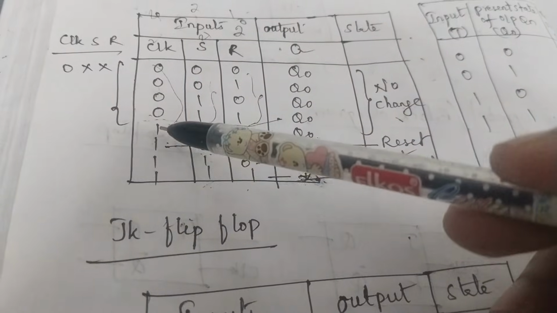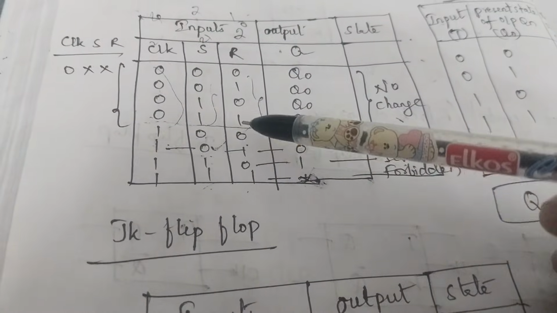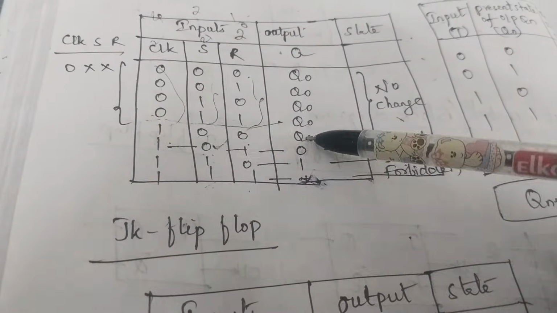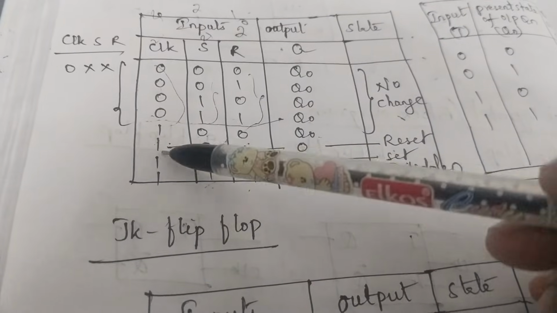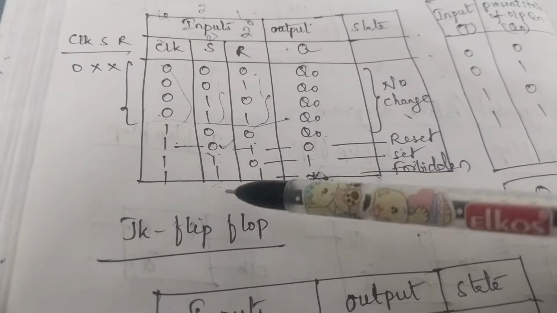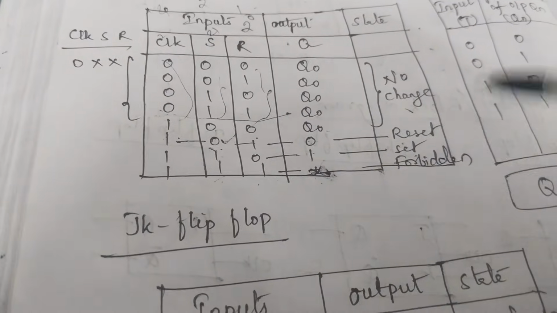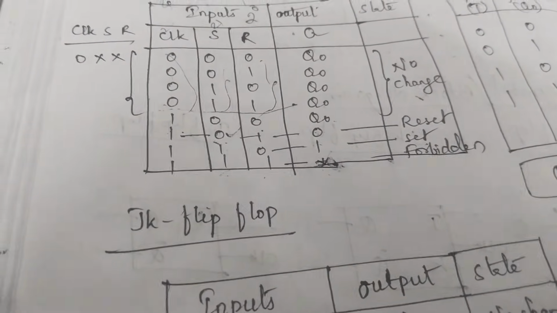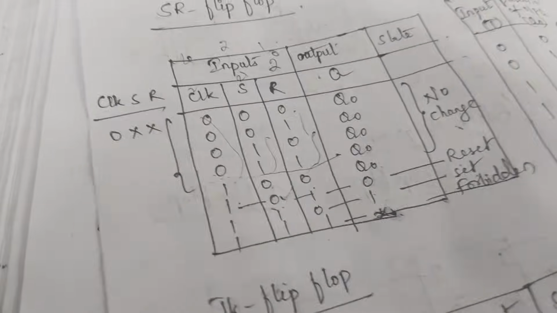The actual operation starts from here. If clock is 1, but S is 0, R 0, in this case also the output is not going to change. But when clock is 1, S 0, R 1, the output is 0, and with S 1, R 0, output 1. When both are 1 and 1, the output is what? A forbidden state or unused state. So for example, I will show you here.